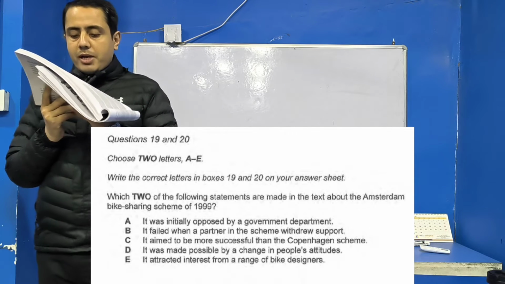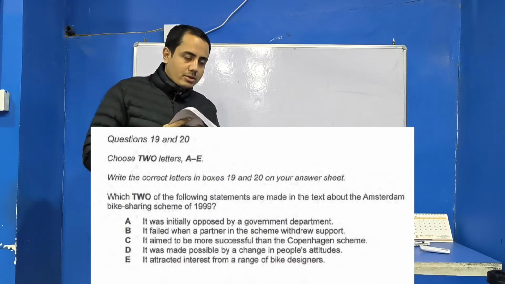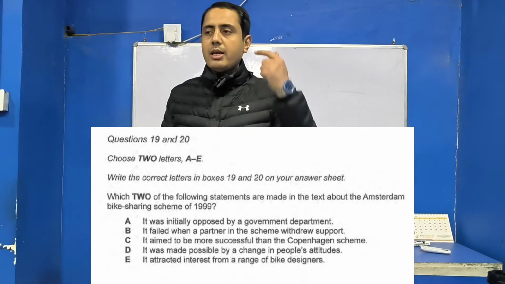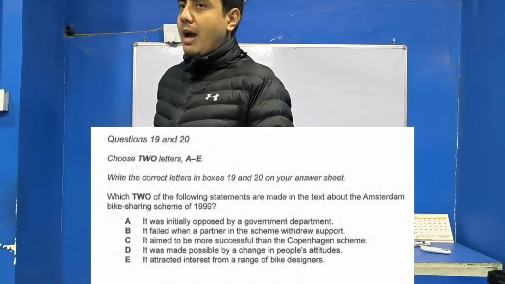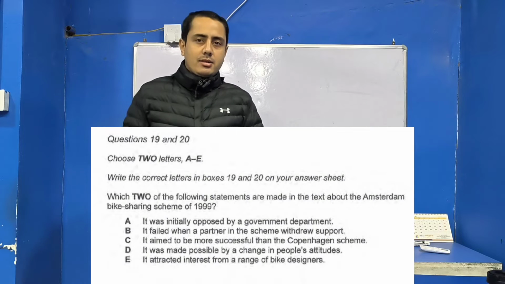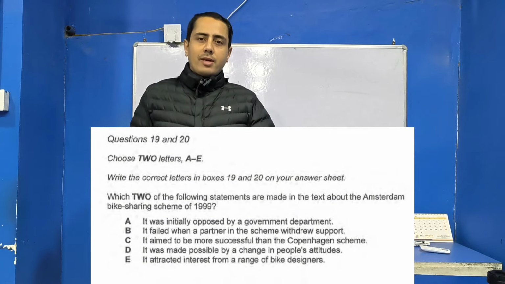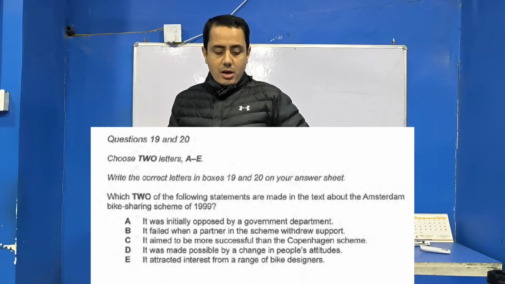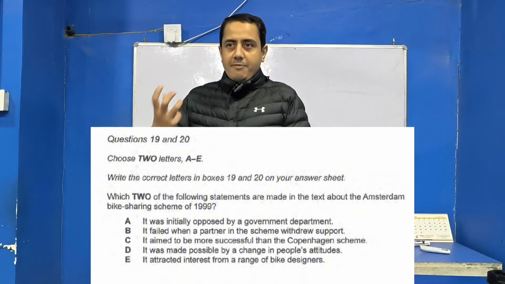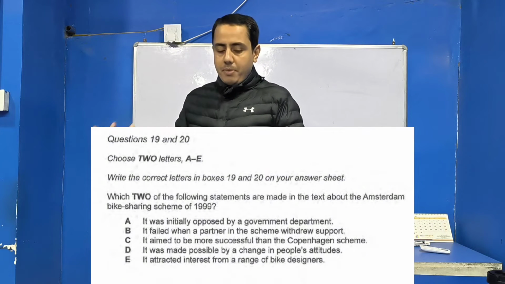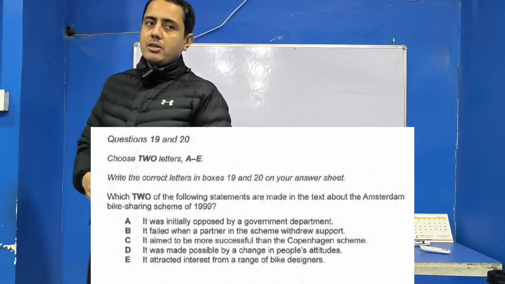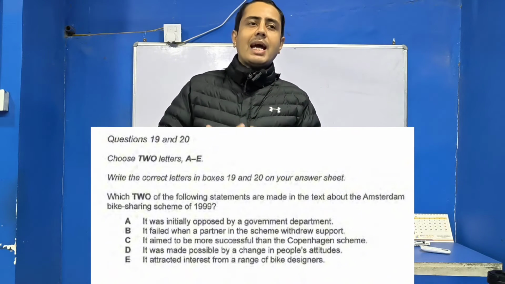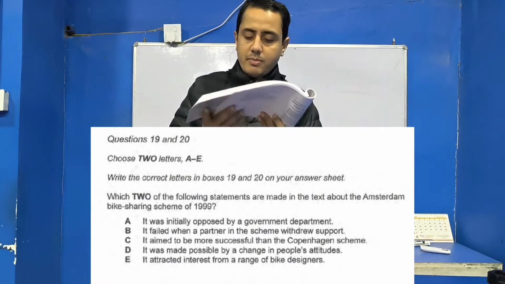Number D, it was made possible by a change in people's attitudes. So the bike sharing scheme was only possible when the attitude of people changed. Think about it. Like I said earlier, if you already have a car, why would you ride a bicycle? Like I have a motorbike, why would I ever ride a bicycle? It is more difficult to travel on a bicycle, unless my attitude changes, if I want to preserve the environment. If you make people conscious about the environment or traffic, then maybe people will ride bicycles. So this kind of scheme only works if people's attitude changes. I guess that is what it means.